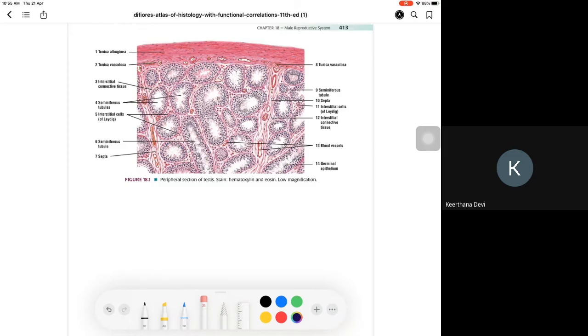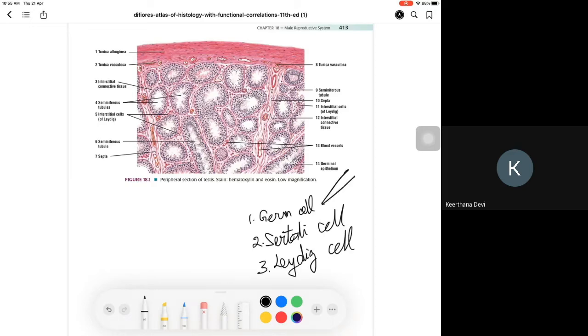The cells you have to remember in testis: one is germ cells, the other one is Sertoli cells, the other one is Leydig cells. And for germ cells, there is a lot of maturation-related terminology: primary spermatogonium, secondary spermatogonium, spermatids, and mature spermatocytes. They are all germ cells. And the germ cell and Sertoli cell are located within the seminiferous tubule, whereas Leydig cells are extra-seminiferous tubule in arrangement.